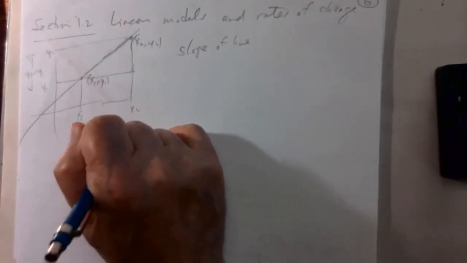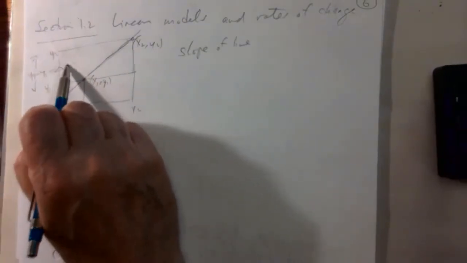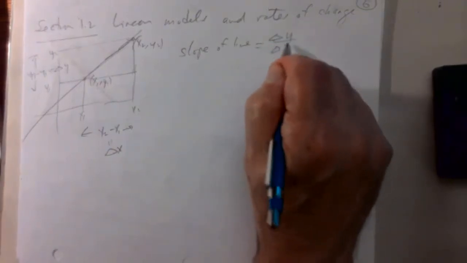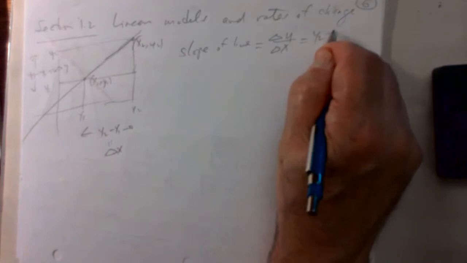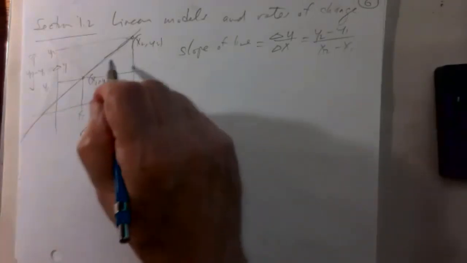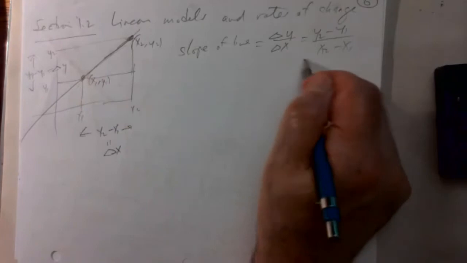Sometimes people like to call this delta x. This is the capital Greek letter delta. And this delta y. The slope of the line is the change in y divided by the change in x, or y2 minus y1 over x2 minus x1. So the slope of the line passing through these 2 points is this.